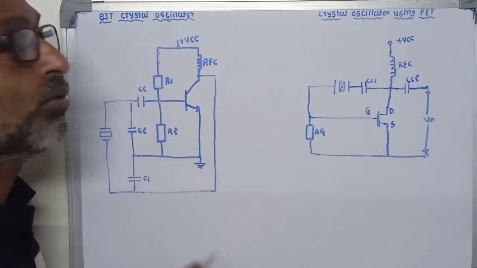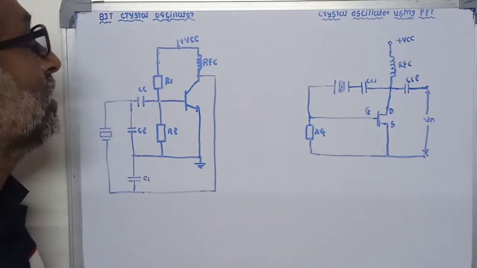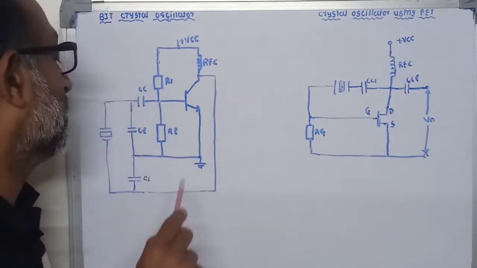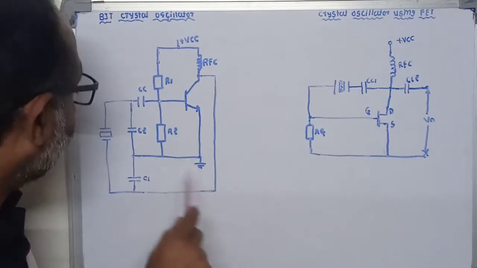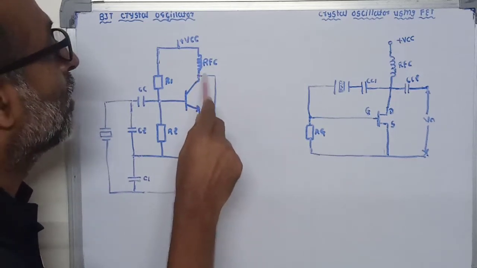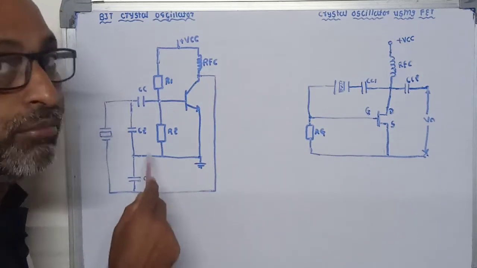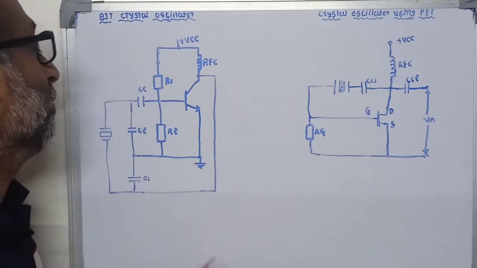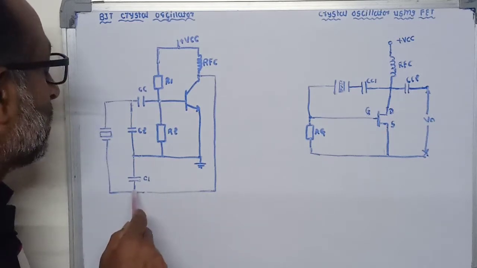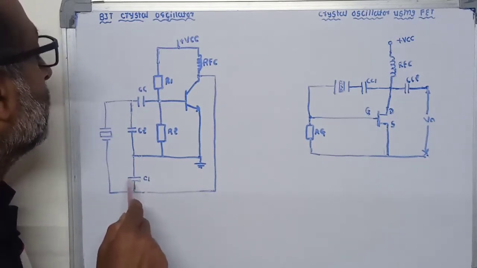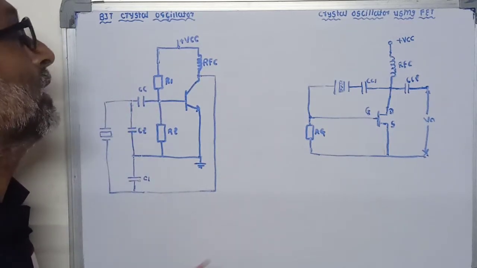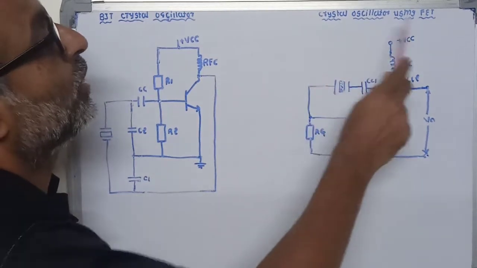Here R1 and R2 are the voltage divider type resistors, which provide bias to the base of this transistor. Now the feedback is taken from the output circuit and given to the input through this capacitor C1, and this is the Colpitts type oscillator, and this feedback signal is applied to the input through this coupling capacitor CC.